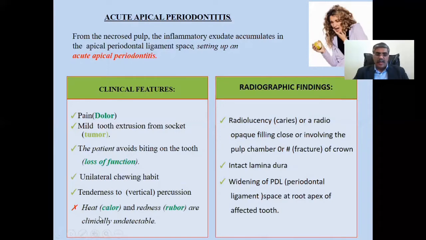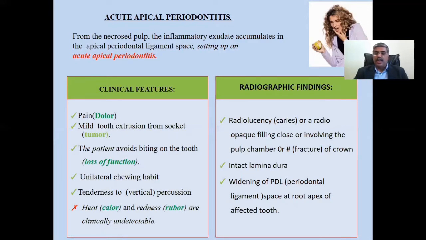And the other signs of inflammation like calor and rubor, that is the heat and redness, cannot be appreciated as the whole problem occurs within the confines of the jawbone. What are the radiographic findings you will be seeing in apical periodontitis? The crown may show a radiolucency representing caries, or a radiopacity representing a filling, or a fractured crown. The lamina dura, which appears as a white line, will be intact throughout, but there will be thickening or widening of the periodontal ligament space at the root apex.